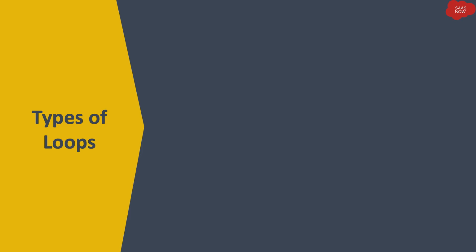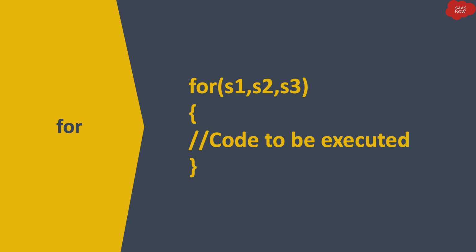We have 3 different types of loops in JavaScript: for loop, while loop, and do while loop. Starting with for loop. The syntax of for loop is you start with the for keyword. That's a reserved word which you have to use with for loop. And then you put 3 statements in brackets. And then you put curly brackets, and within these brackets, you can write the code which will be executed in the loop.